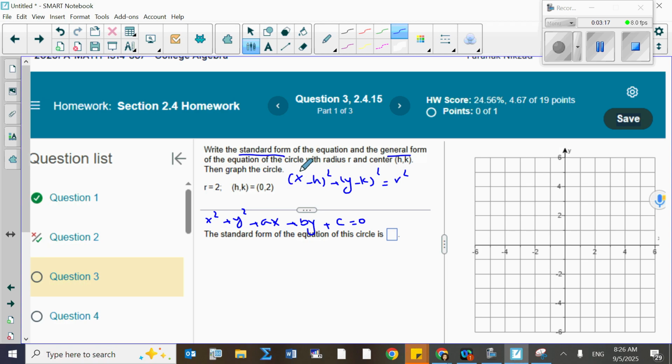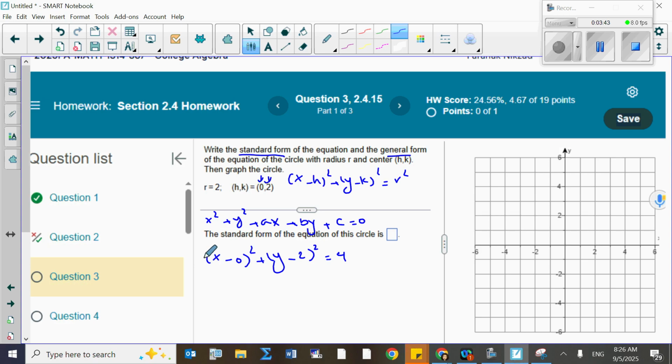So I'm going to start with standard form. X minus, I'm going to plug in the x of the center, which is 0, squared plus y minus the y value of the center, that's 2, squared, is equal to r squared, which is 4. Now I'm going to write it as the general form.